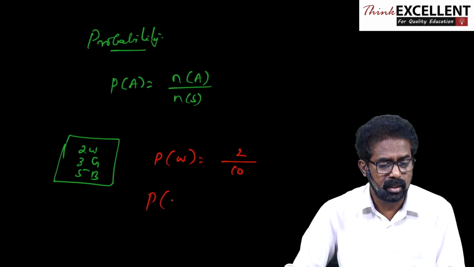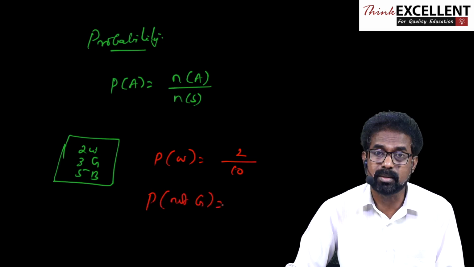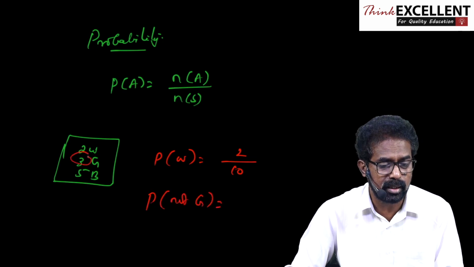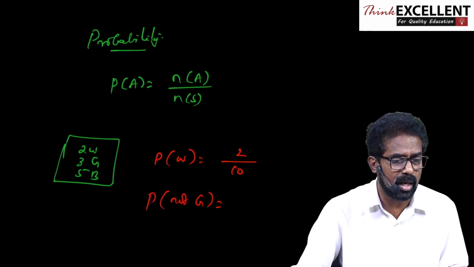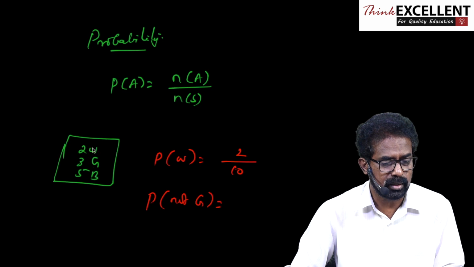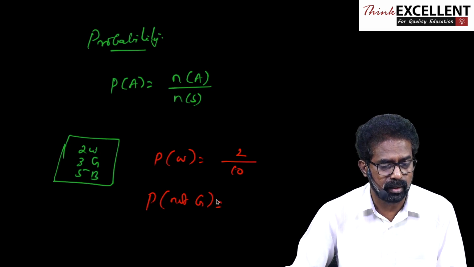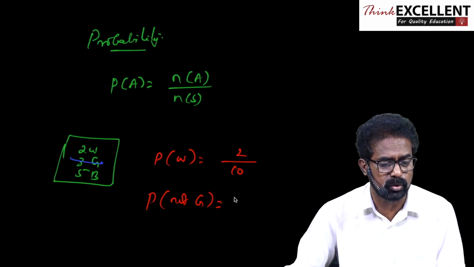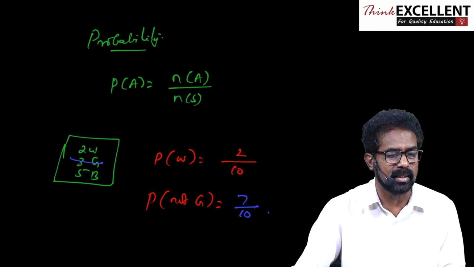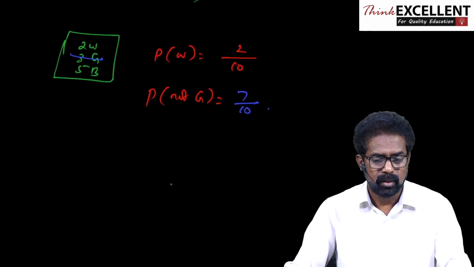Probability of getting not green. Green means it is 3. Not green means leave that 3. You can get anything else, right? Either you get white or blue. So 2 plus 5, it is not green. So you should not get green. Anything else you can get. So 2 plus 5, so it is 7, right? 7 by 10. So like that you can do this one.